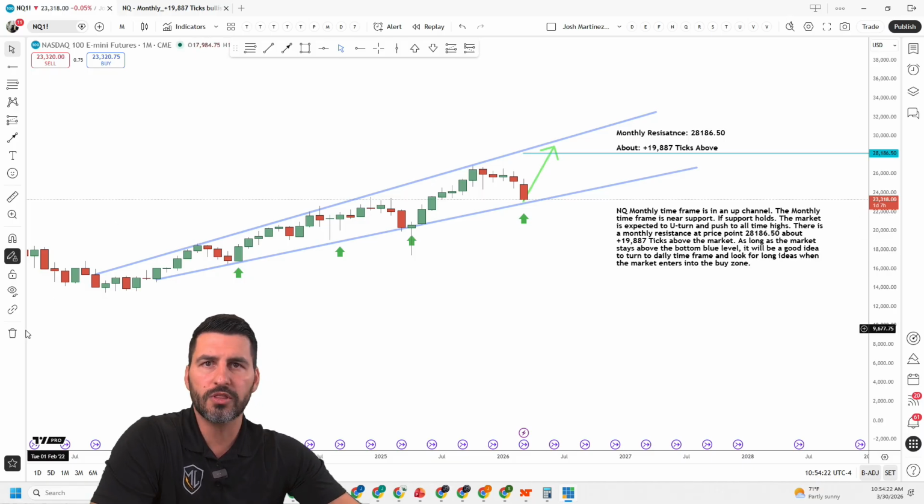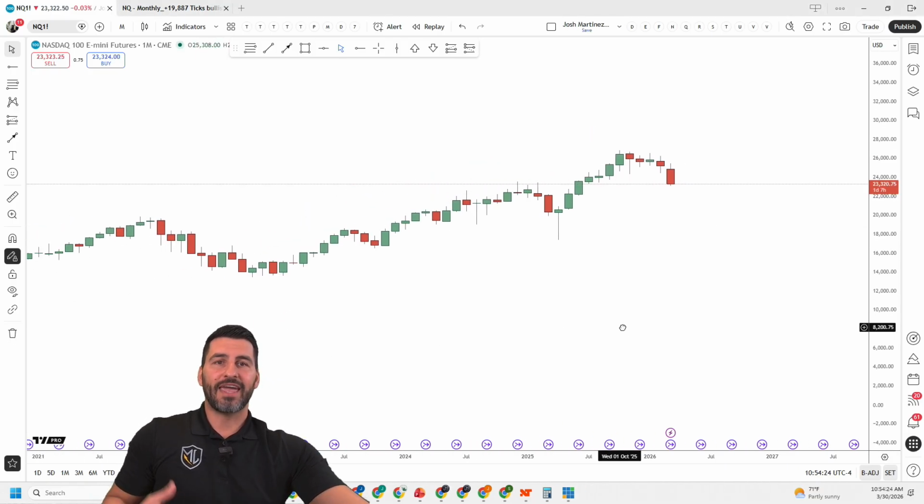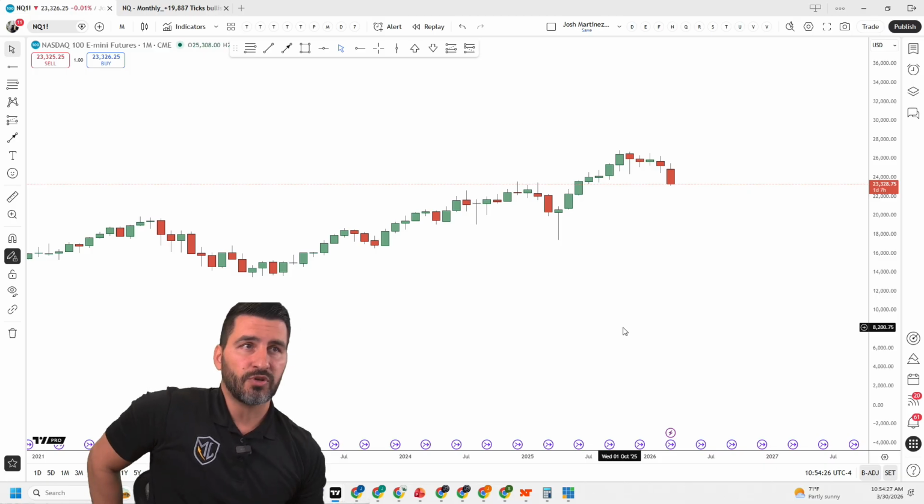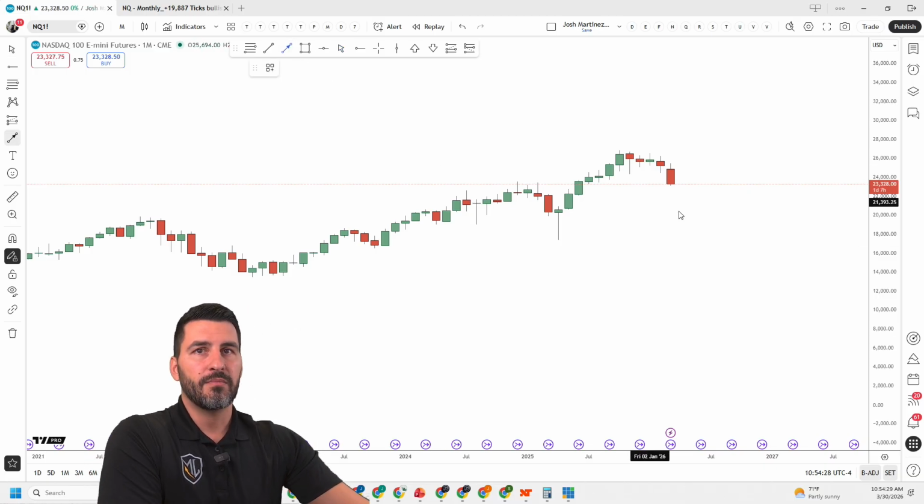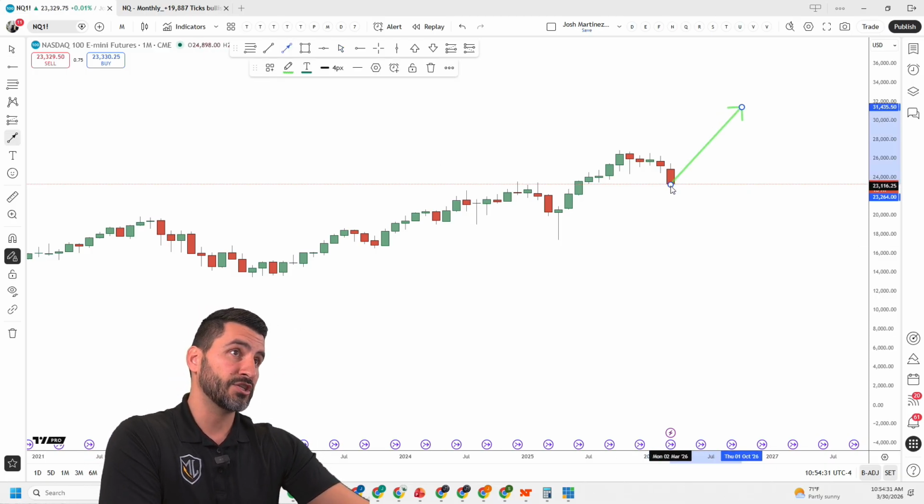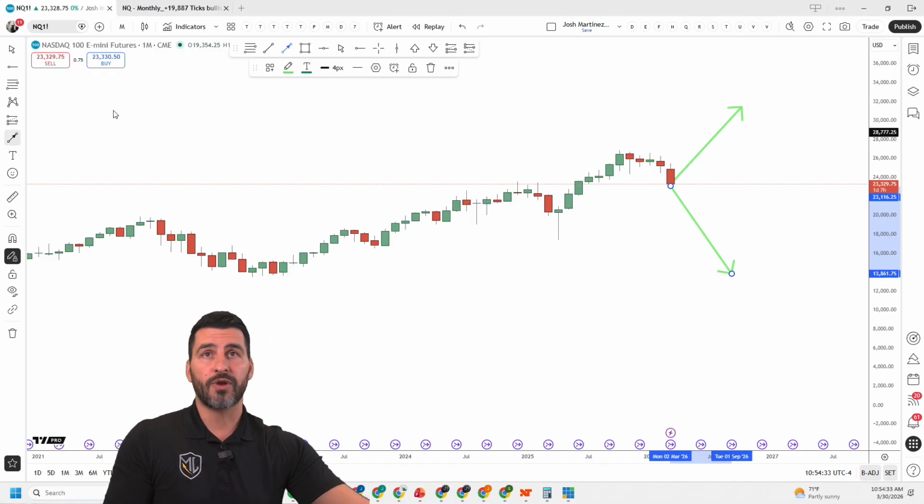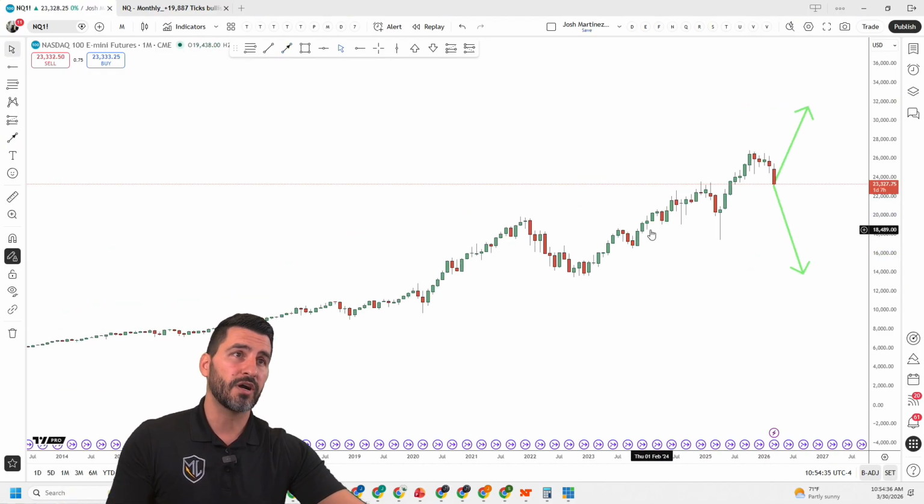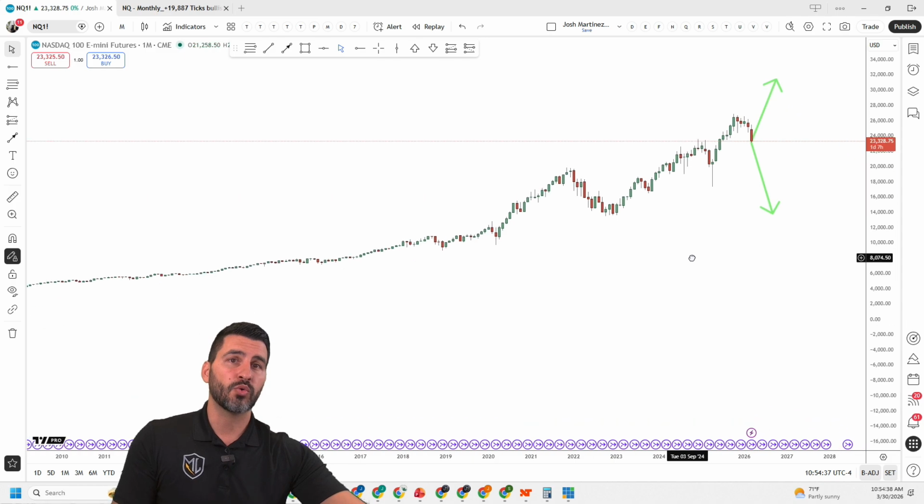So what are we looking at? How I analyze the market is based upon my belief. If I'm looking at the monthly time frame and I'm trying to make the decision, are we going to sell off? Are we going to rally? How do I make that decision? Well, a couple things. Number one, this is an index. Indexes go up over time.